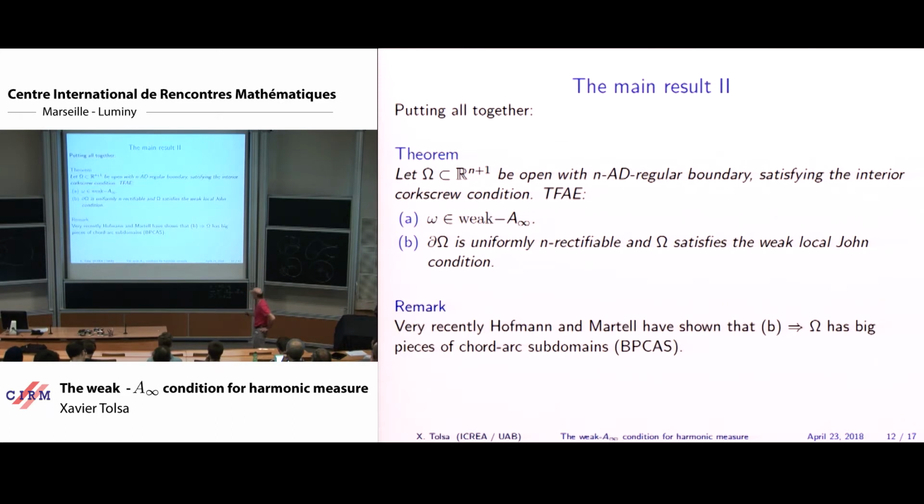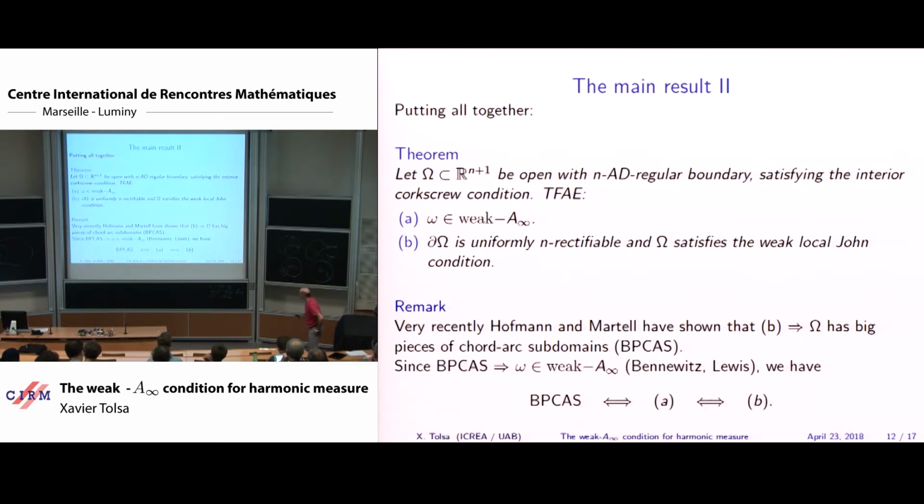Okay. And then another remark, that very recently, extremely recently, this last week, Hofmann and Martell showed that in fact condition B implies another geometric condition, which is what we call the interior big pieces of Lipschitz subdomains. I will not define this exactly, but I think that most of you can guess more or less which type of condition it will be. So I will not define this because it's not necessary for the talk. And then, it turns out that this condition implies also weak A infinity by a previous result of Bennewitz and Lewis, so we have another geometric characterization of weak A infinity. All these conditions are equivalent.